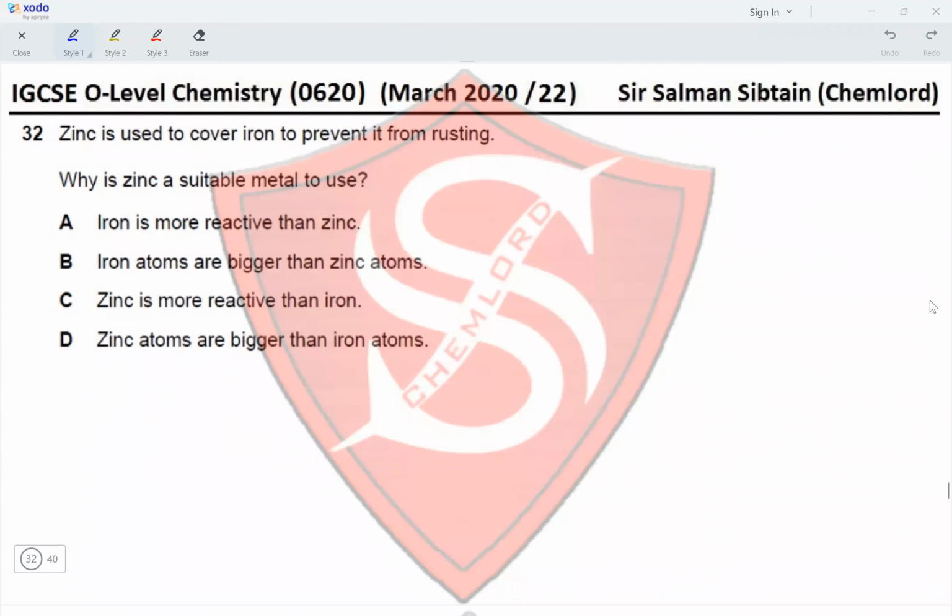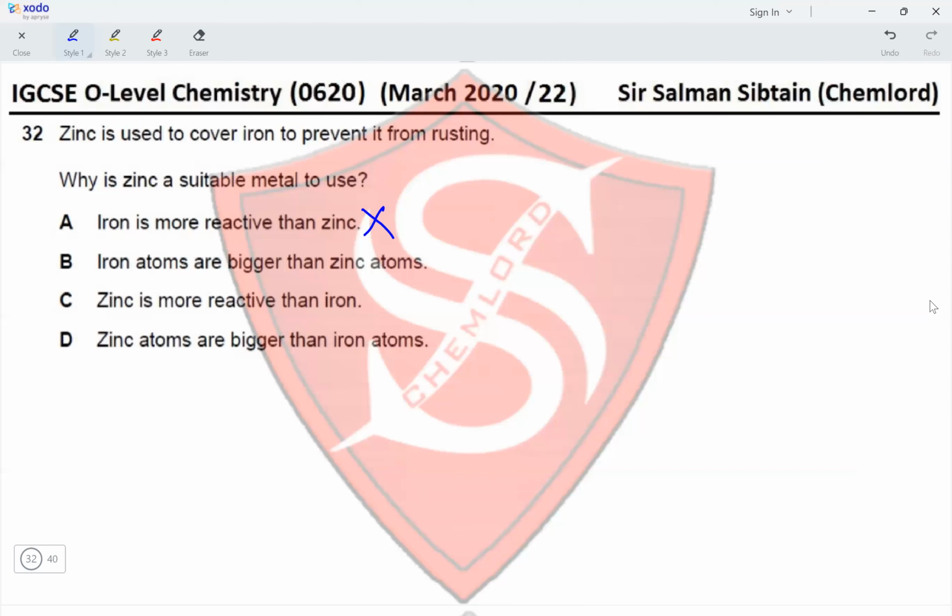Question 32. Zinc is used to cover iron to prevent it from rusting. Why is zinc a suitable metal to use? Iron is more reactive than zinc? No, zinc is more reactive than iron. Iron atoms are bigger than zinc atoms. Zinc is found on the right of the periodic table compared to iron, so the atoms of iron have to be bigger than that of zinc.